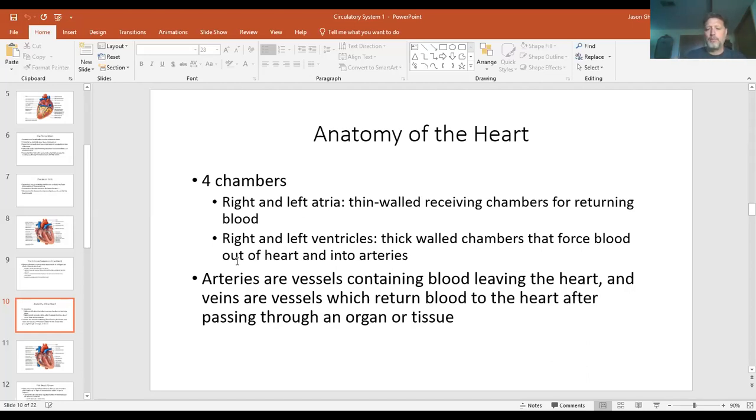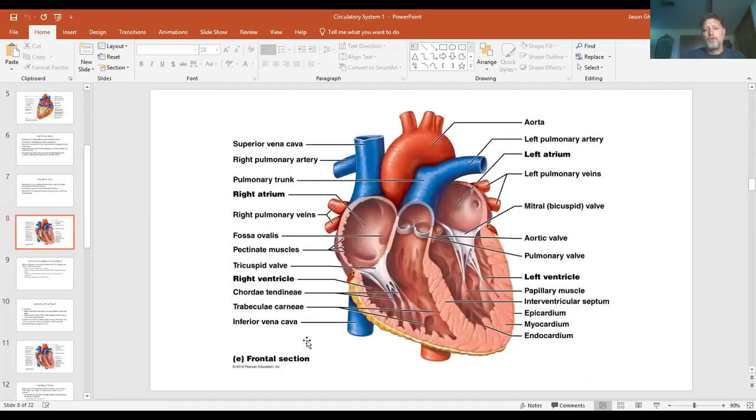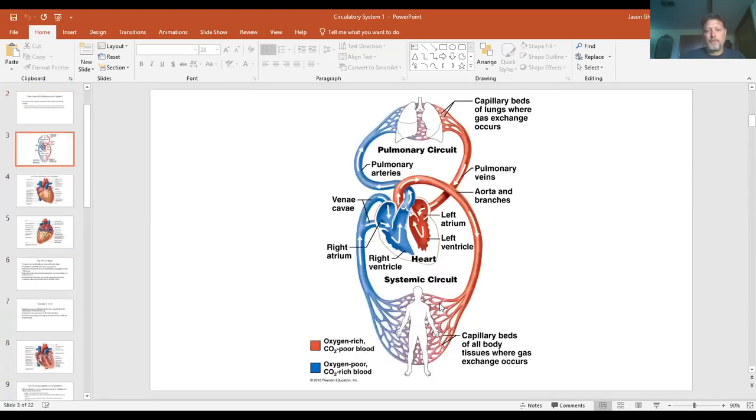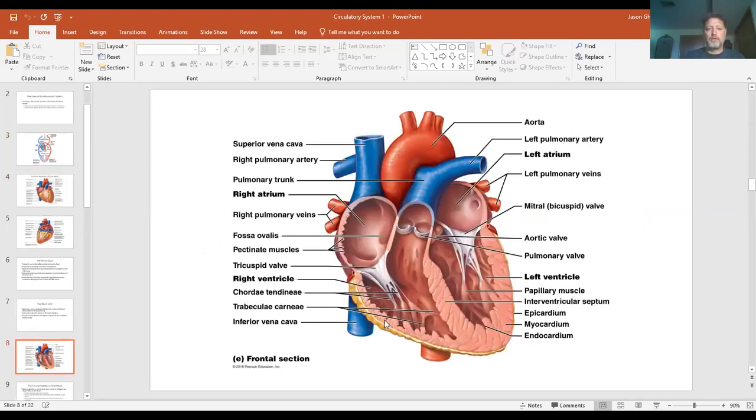I'm going to back up a little bit. Notice that the left ventricle wall is much thicker than the right ventricle. Why? The right ventricle is only going to the lungs. The left ventricle goes throughout the entire body, so it's got to pump a lot further, so it's going to be thicker.